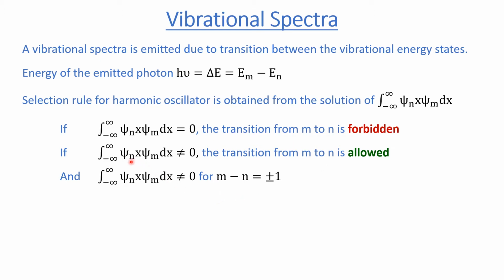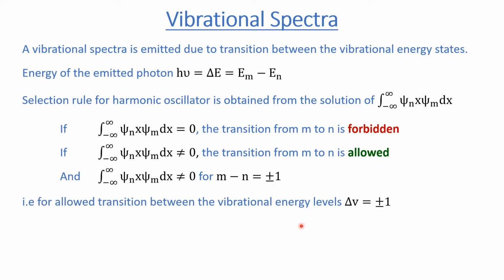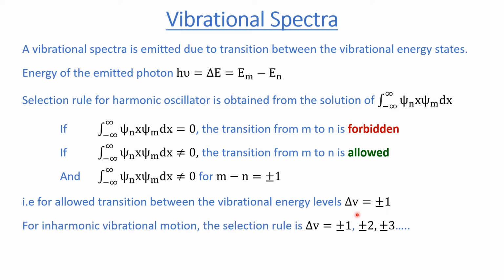We also know that while solving this integral, it comes out to be non-zero only when the difference between m and n is either plus 1 or minus 1. If we apply this condition to the vibration of the molecule, the vibrational energy levels of the molecule are represented by the vibrational quantum number. So only those transitions are allowed for which the vibrational quantum number changes by plus 1 or minus 1.